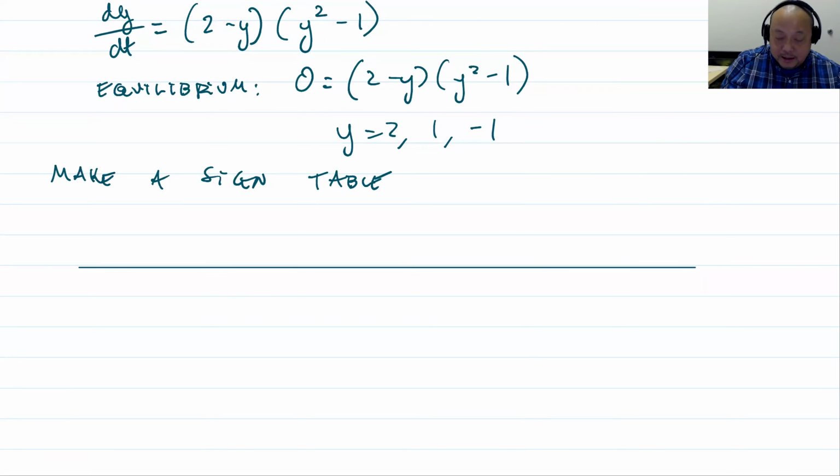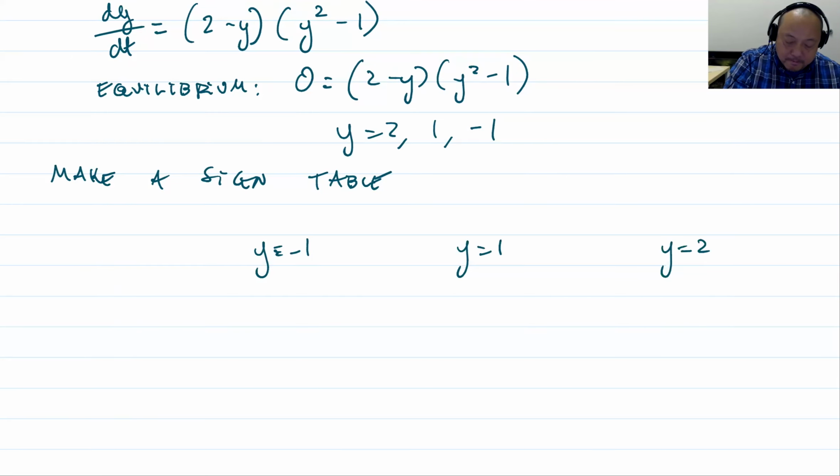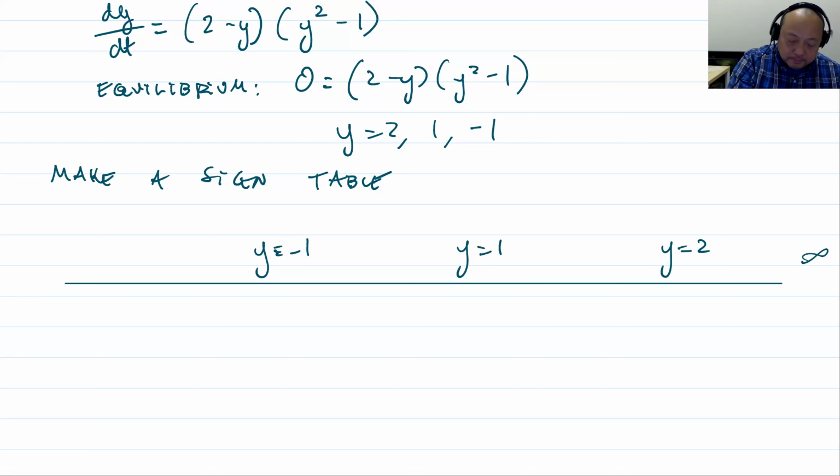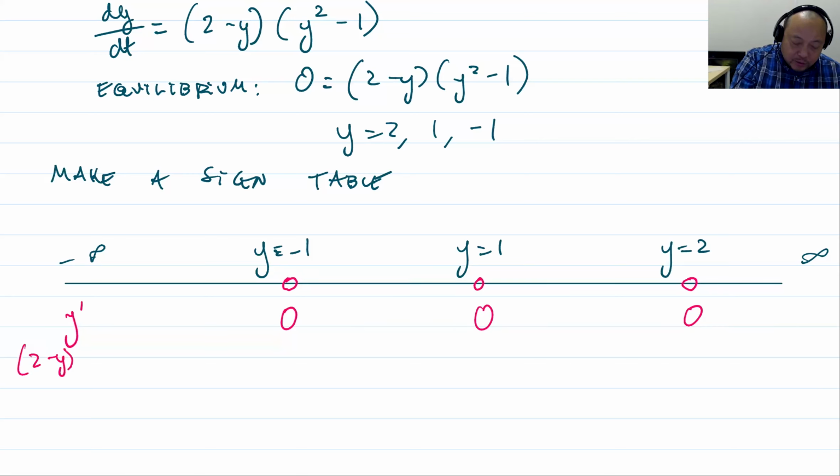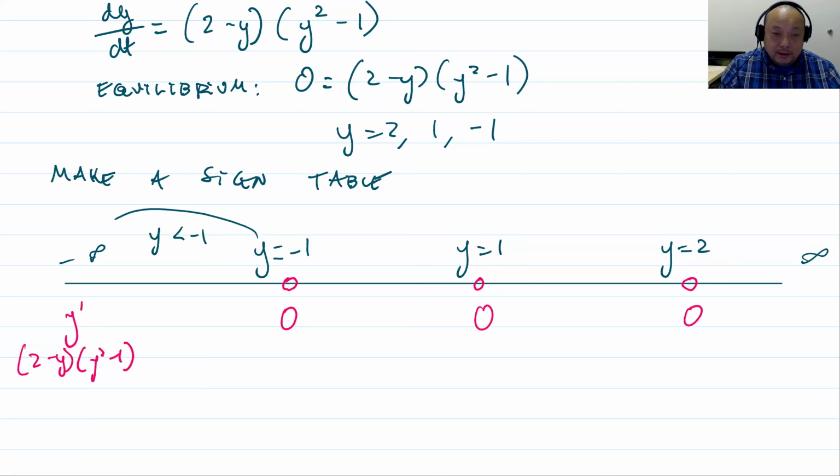I have my 3 equilibrium points, and I know that that is where my y prime is equal to 0. Well, y prime is also equal to (2 minus y) times (y squared minus 1), and it's equal to 0 at these 3 points. Let's take a look at this part. On this side of the number line, y is less than negative 1, and I want to know what the sign of this expression is. Is it positive or negative?